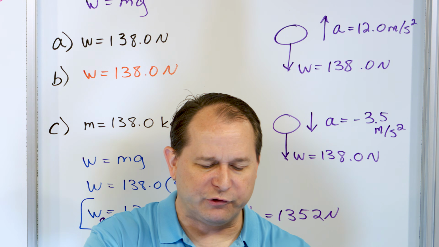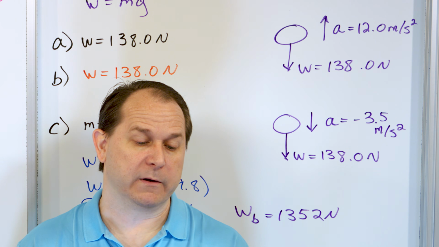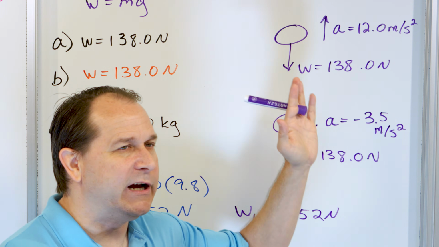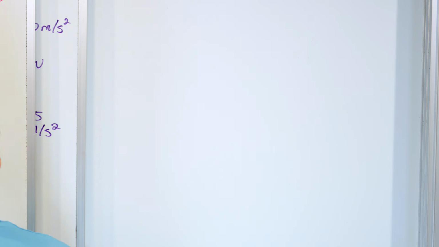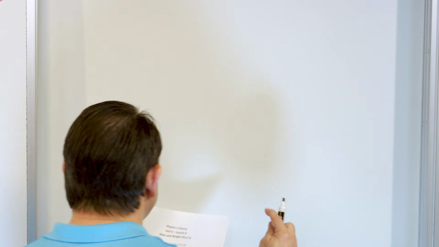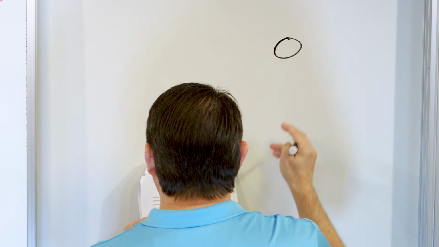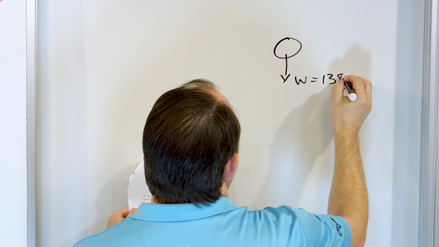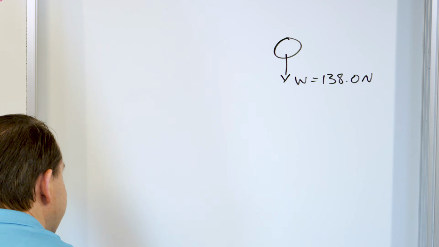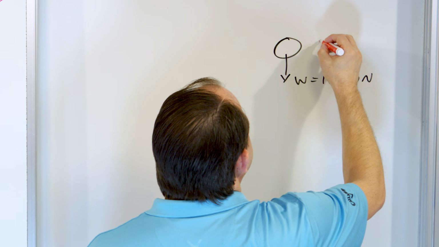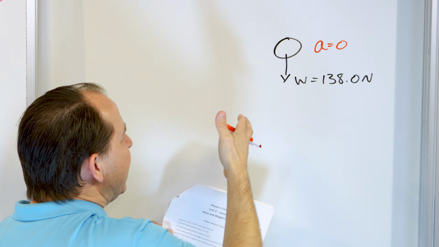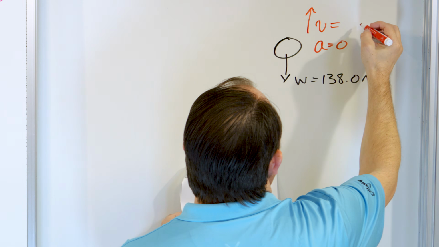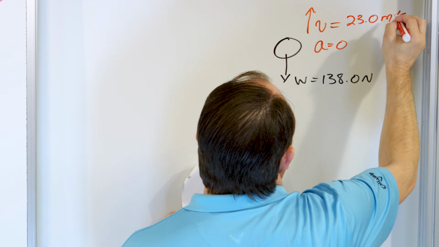Let's say, how much would the rock weigh if it was traveling upward at a constant velocity of 23.0 meters per second? So it's not accelerating up or accelerating down. It's just traveling with a constant velocity. So what does this look like? Here's your rock. And now we're going back to the rock having a weight of 138.0 newtons. But in this case, it's not accelerating up or accelerating down. In fact, the acceleration is 0. It's not speeding up or slowing down. However, the velocity is in the up direction of 23 meters per second.